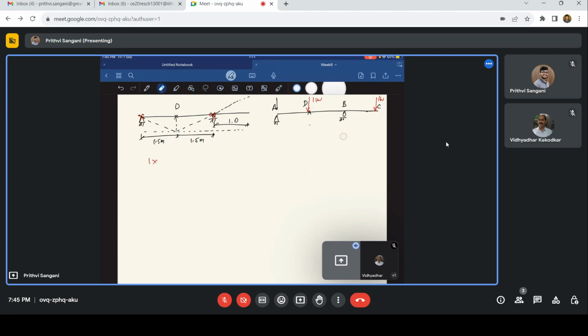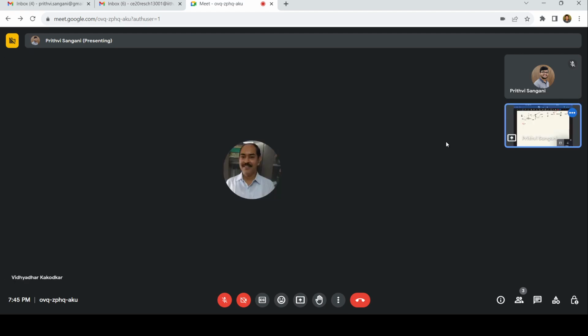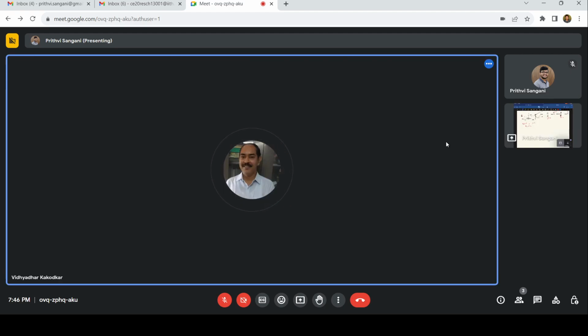Let me just solve this. When my bending moment is at C, RB times 3 is nothing but 1 times 4. RB is 1.33. So this is 1.33, and you have a tensile force here. That is 1.33, and yeah, this should be 0.33. So what is the bending moment at D?